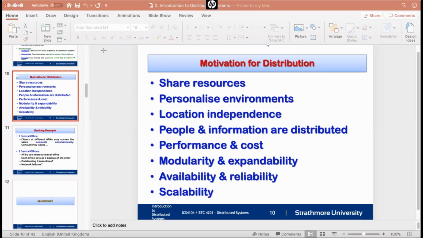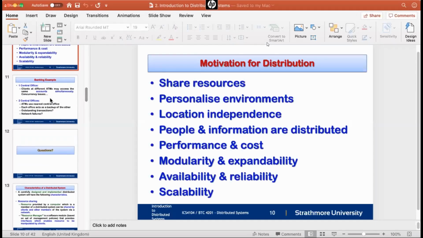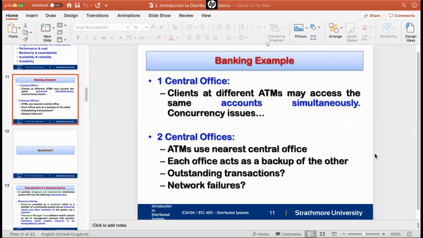Before we pick a few questions, this is a good example of a distributed system: ATMs. You may access your account from an ATM simultaneously. You can access from different parts and you still access your account. So that is an example of a distributed system. But concurrency issues can arise, and that's a discussion we can pick up later on. It means that we can have a central location, then we can have backup.